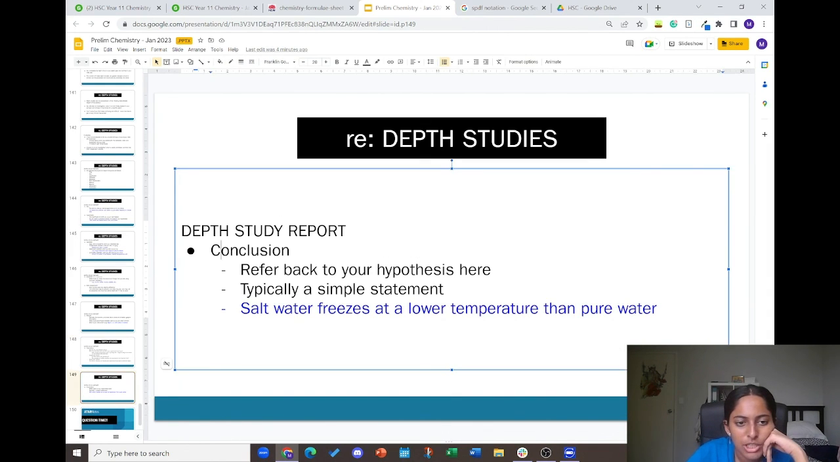And the conclusion pretty much just refers to your hypothesis, really, and aim as well. It should not be more than one or two lines. So yeah.